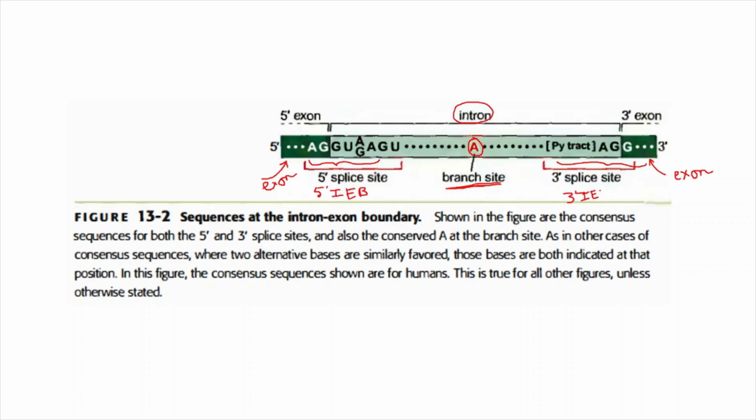Another thing that you can notice here is that near the 3' end of the intron you have a polypyrimidine tract. Polypyrimidine tract means most of the nucleotides are pyrimidines. They contain pyrimidine residues at the 3' end of the intron. So this is the structure of the intron exon boundary. Why this structure is important, we will see in the subsequent slides.